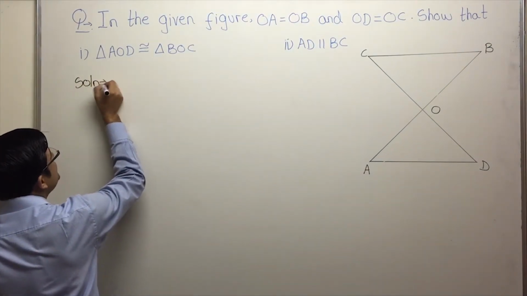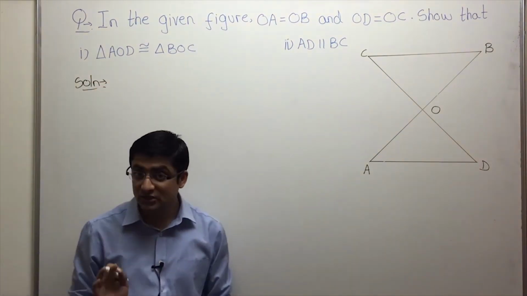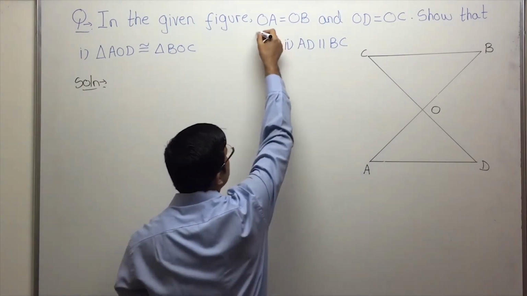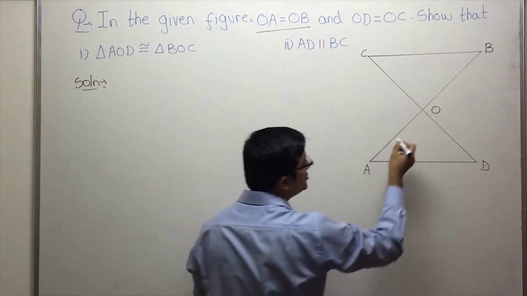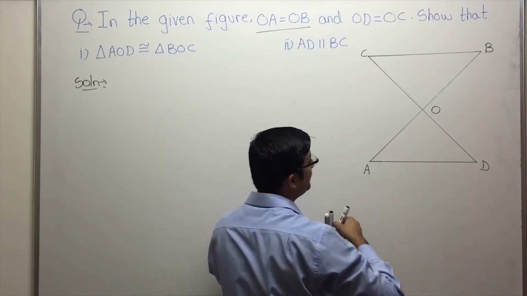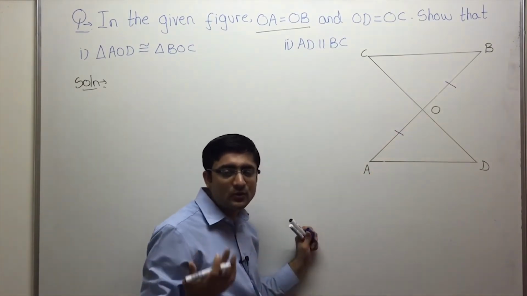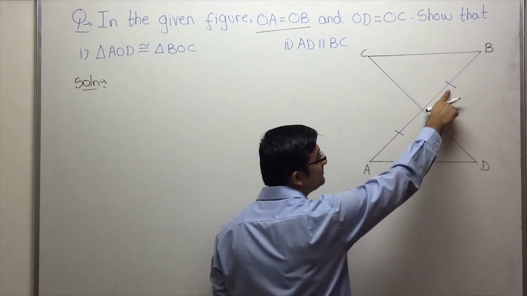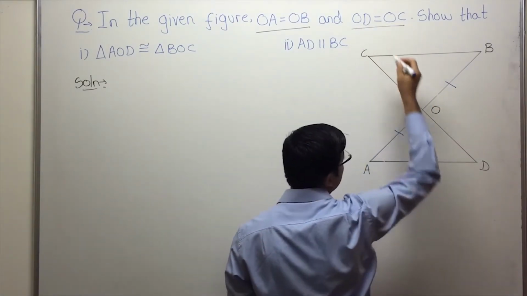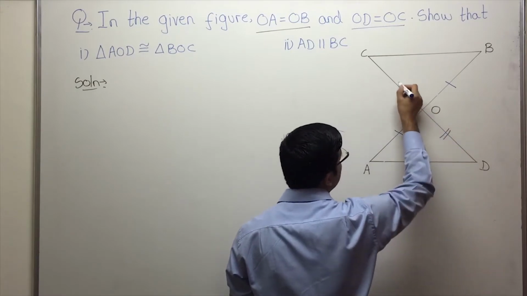So the first step is always mark what is given to you in the figure. So what all is given to us? OA is equal to OB is given to us. So mark that. So I have OA is equal to OB. Whenever two things are equal, that is two angles or two sides, we use the same symbol. Next, OD is equal to OC. So OD is equal to OC.